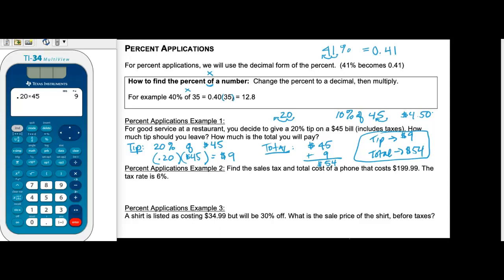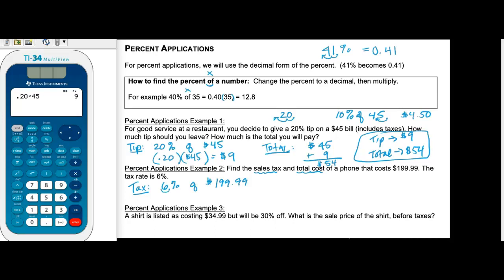Okay, so example 2, we're going to find the sales tax now and total cost on a phone that costs $199.99. We're going to start by finding the tax. The tax rate is 6%. So I want to find 6% of $199.99. We're going to take 6% and find the decimal for that.